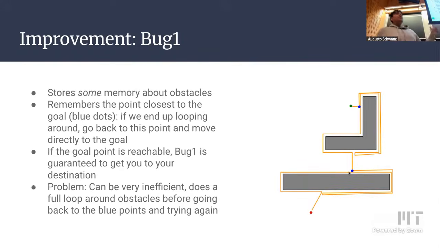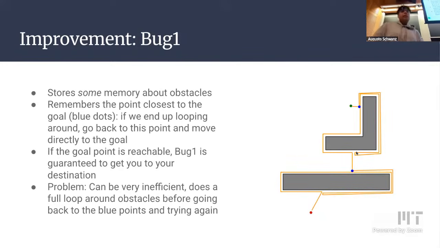Now that we're back, let's try moving directly to the goal again. And at this point, yes, we do draw a new line. And we're going to essentially apply the bug 0 algorithm again. Let's move directly towards the goal, to the cheese. Oh, we hit a wall. Let's keep tracking. Let's keep going around the object. Now we're back at where we started.